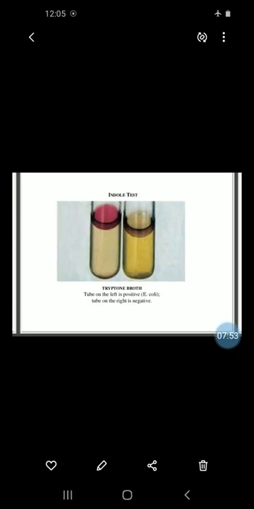Here we can see the results. The tube on the left side shows formation of cherry red color, that is E. coli. This test is positive for E. coli, and the right test tube is negative. It means there is no formation of cherry red color after the addition of Kovac's reagent. Here we can see the observation with images.